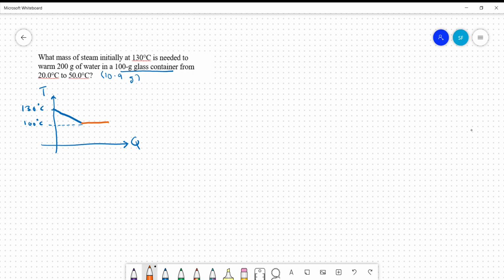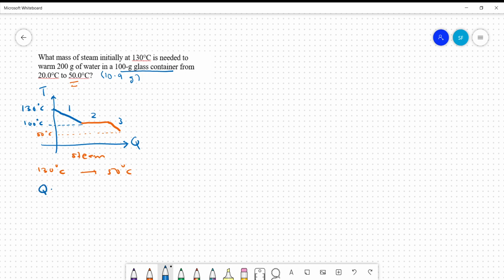After the steam completely changes phase to water, the temperature will decrease again until it reaches 50 degrees Celsius, which is the final temperature. So for the steam, from 130 degrees Celsius until it reaches 50 degrees Celsius requires 3 steps, 1, 2 and 3.